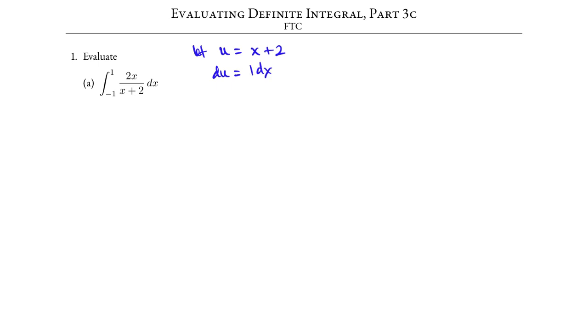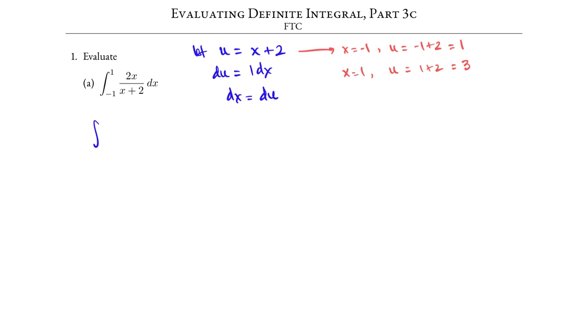0, so 1 dx. dx is therefore du. Also, when x equals -1, u is -1 plus 2, which is 1. When x equals 1, u is now 1 plus 2, or 3. And so the lower limit of integration in terms of u is now 1 and the upper limit of integration will be 3.